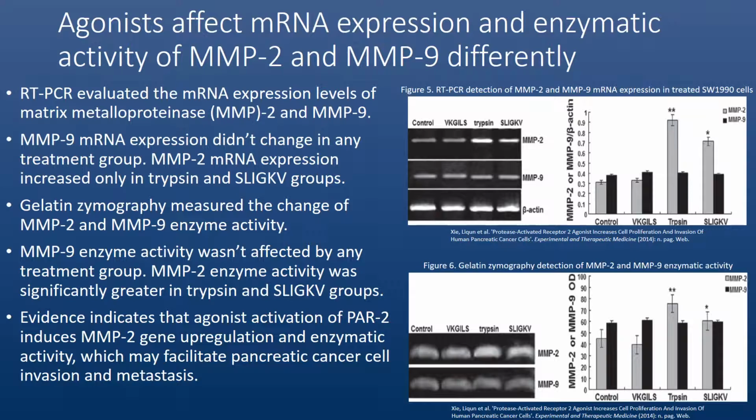But MMP2 mRNA expression increased significantly in trypsin and the peptide SLI-GKV because it was recorded to have a value of 0.921 plus or minus 0.032 and 0.712 plus or minus 0.021 respectively, when compared to the values of the control and the peptide VK-GILS, which were 0.310 plus or minus 0.038 and 0.378 plus or minus 0.029 respectively.